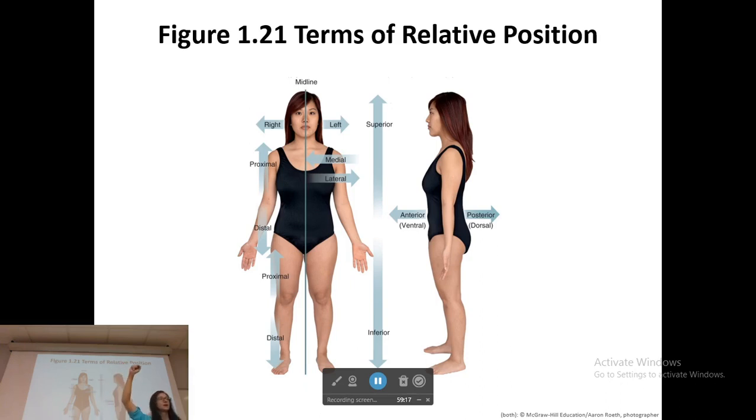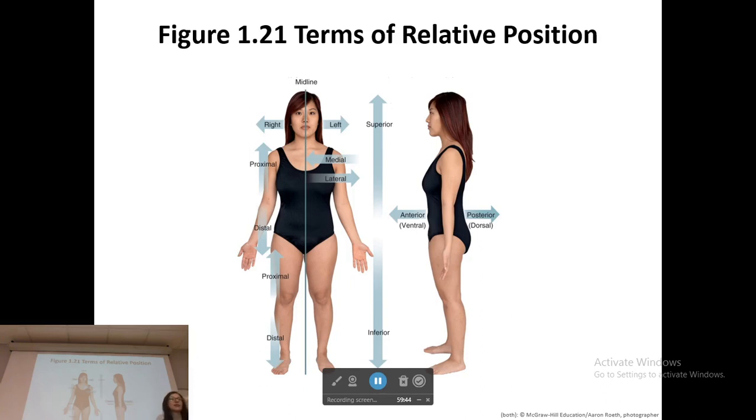Superior, right. What organ is at the top up here above your spinal column? Your brain. Your brain is superior, right? So you could say your brain is superior to your vertebral column or your spinal cord. Okay, inferior, that's going to be below.